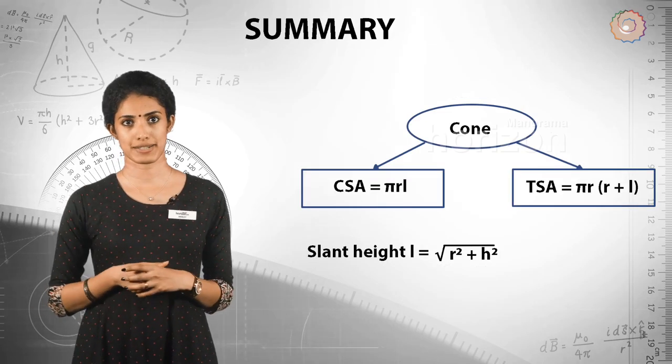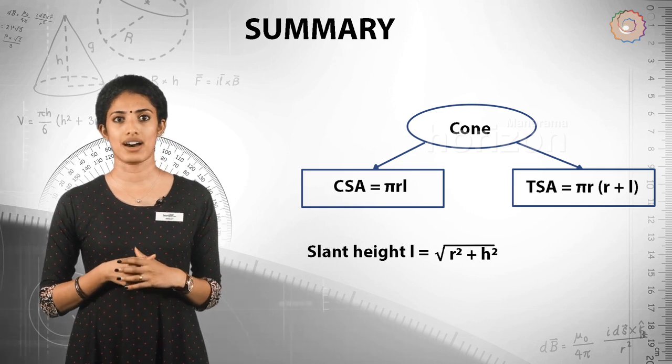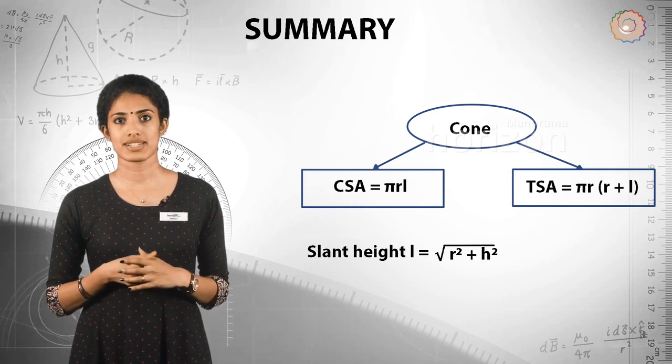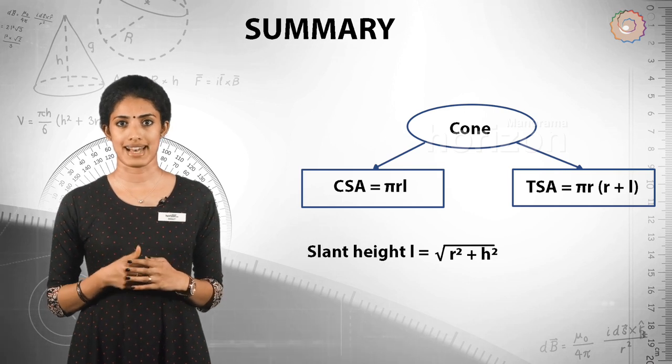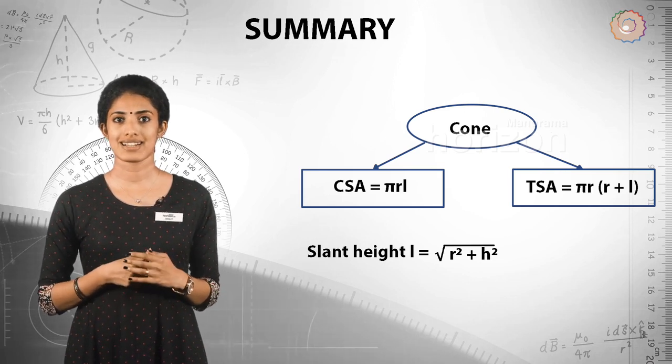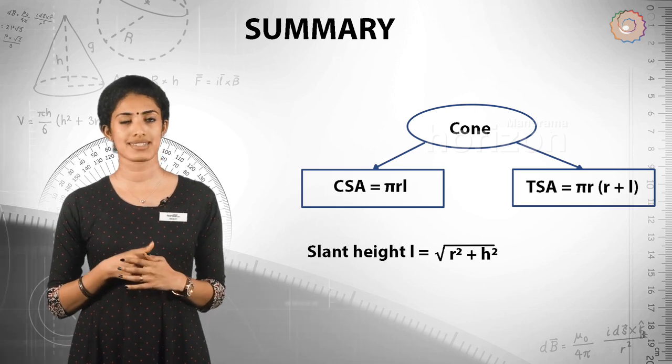Now, let's summarize. The curved surface area of a cone is given by pi r l. The total surface area of the cone is given by pi r multiplied by r plus l. And the slant height of the cone is given by l is equal to root of r squared plus h squared.